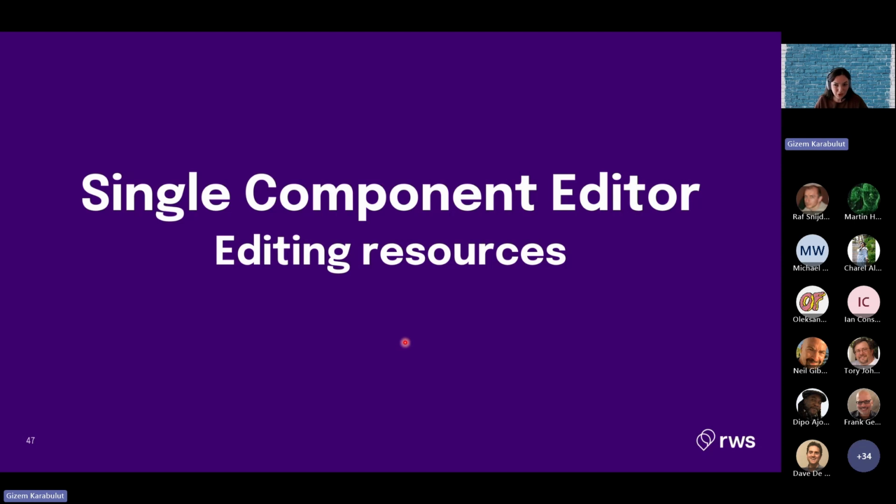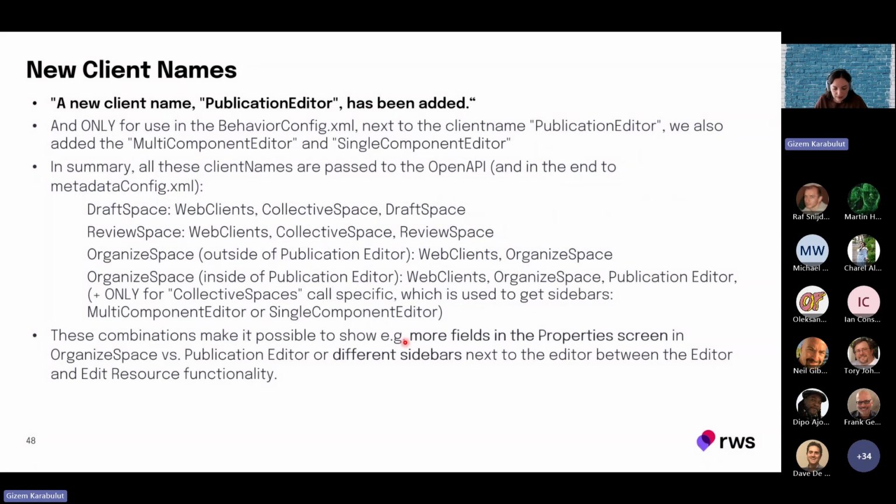I would like to continue with the single component editor. It is for editing the resources. First of all, I would like to explain the new client names. Publication editor is added as a new client name to the system and is only for use in the behavior config XML next to the publication editor client name. We also added multi-component editor. This is the draft space editor, the one the author uses for content creation for the publication. And single component editor is the second editor, and it will be used for resource editing.